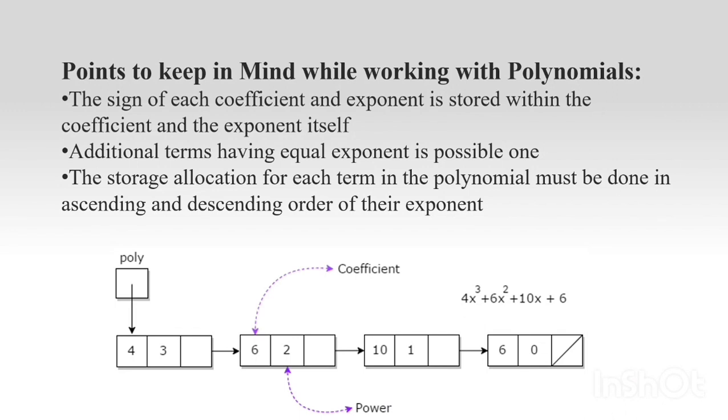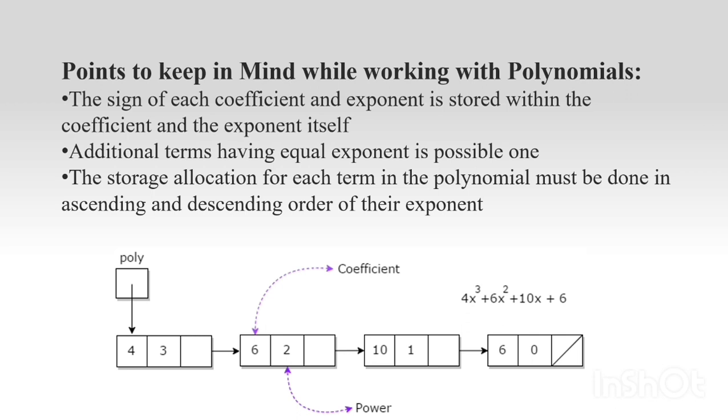Points to keep in mind while working with polynomials. The sign of each coefficient and exponent is stored within the coefficient and the exponent itself. We have to store the sign in the part itself. We cannot use some other data part to store the sign value of the coefficient or exponent. So we have to use signed forms so that we can store the exact values.